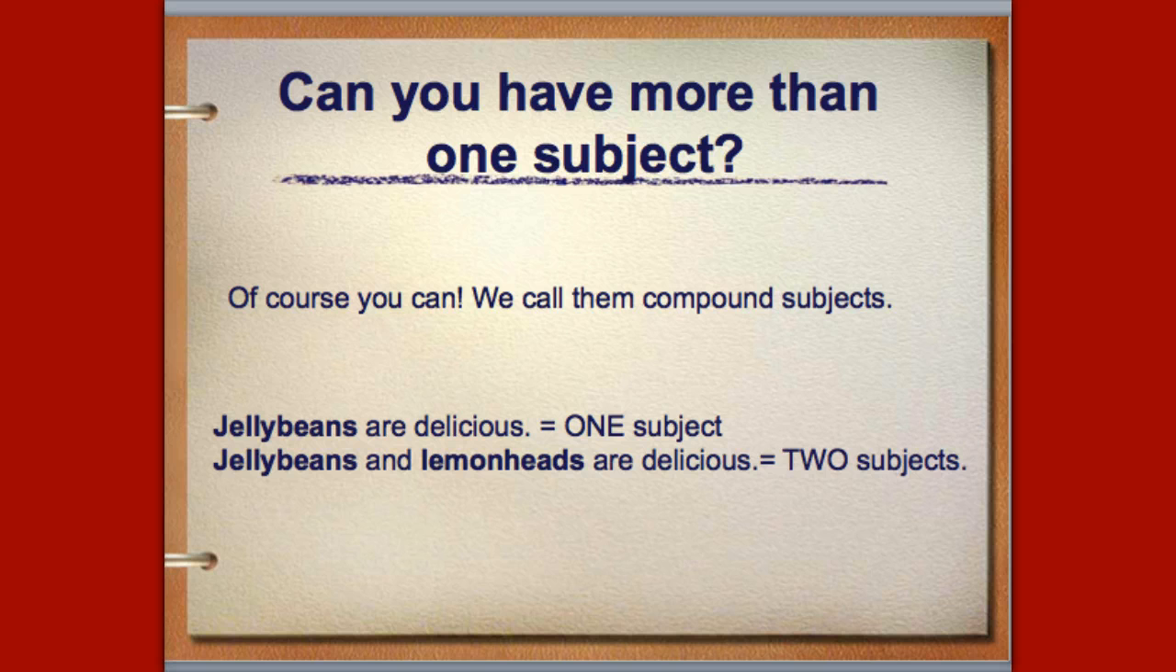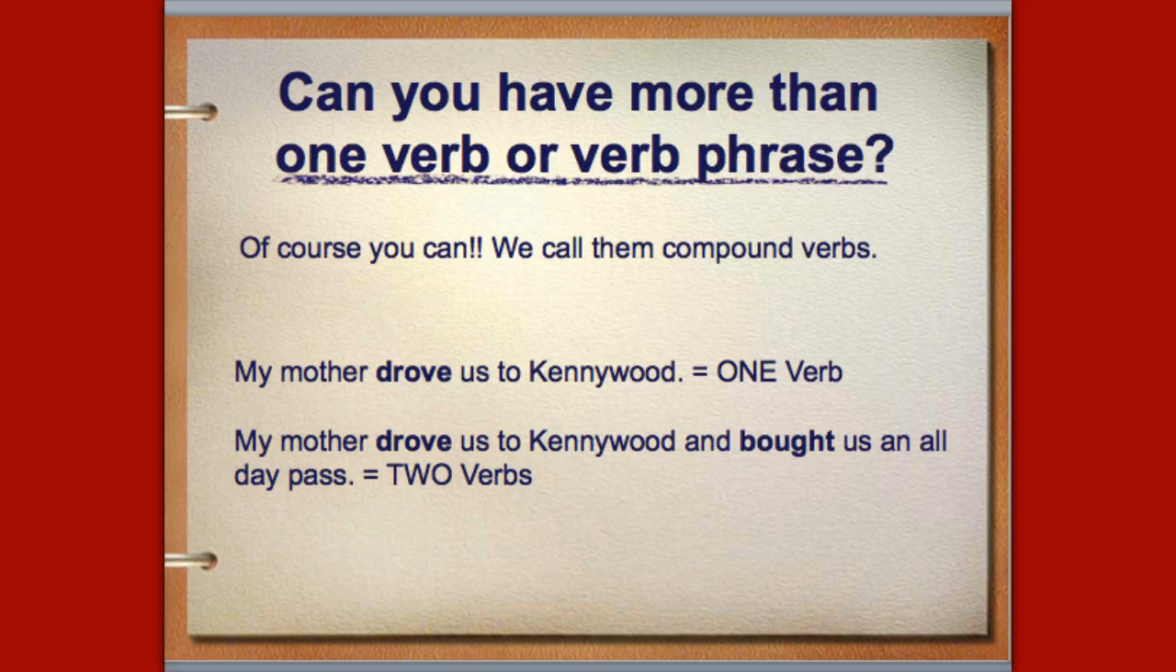These are called compound subjects. You'll see some on practice 1 today. Jelly beans and lemon heads, those are both the subjects. And so we would say they are delicious. By the way, delicious is a predicate adjective because it's an adjective that refers back to jelly beans and lemon heads, and it is connected to those by a linking verb, which is are.